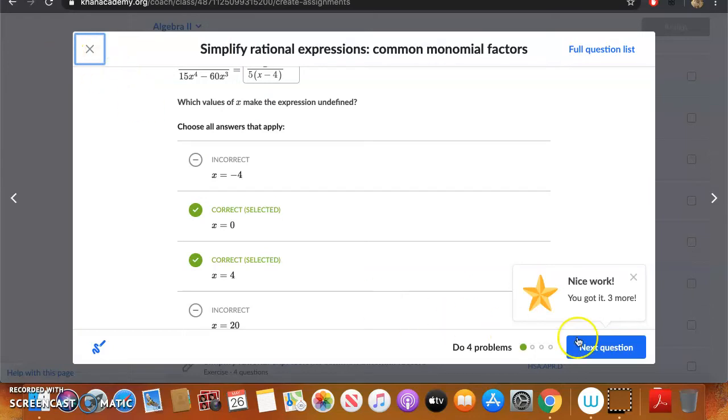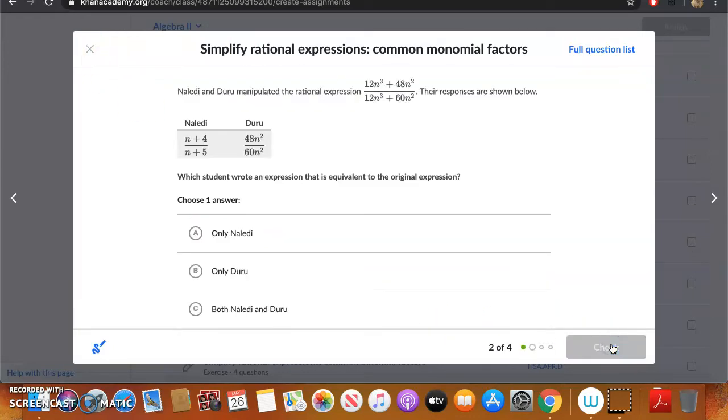All right, let's do another one. We have an expression where Naledi and Duru manipulated the rational expression, and their responses are shown below. Both of them worked to simplify that expression, and they got two different answers. So which student wrote an expression that is equivalent to the original?